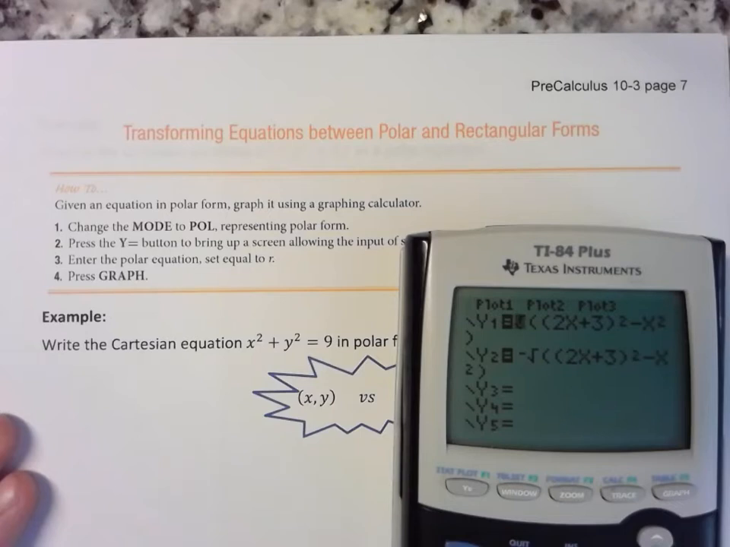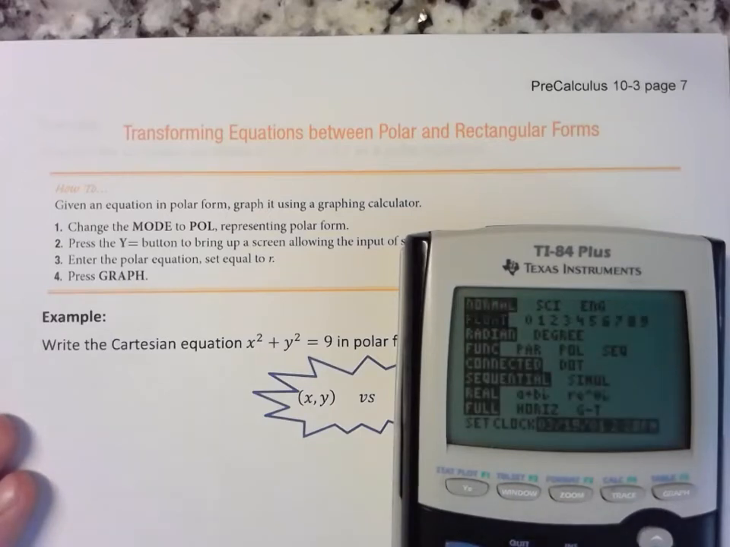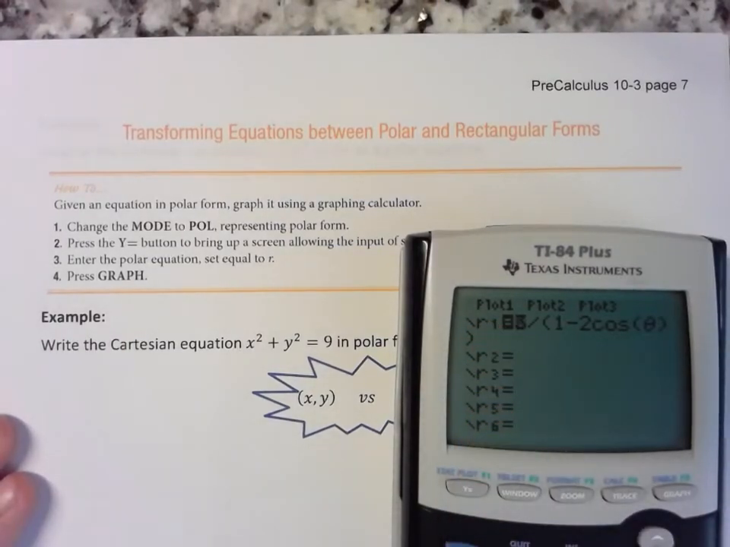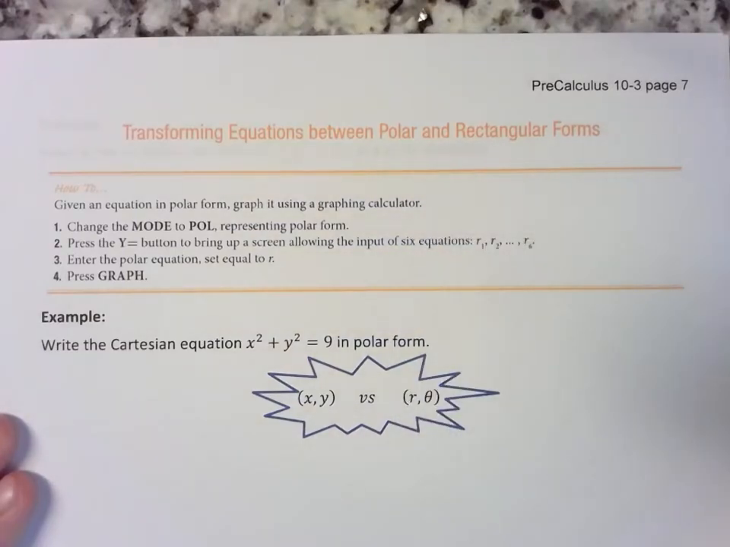So if you wanted to graph a polar function, change your mode, go down to polar, enter. Whenever you hit y equals this time, the y's change to r's. Okay, so that's how you know that you're in the polar mode instead of the function mode. So let's look at this example.